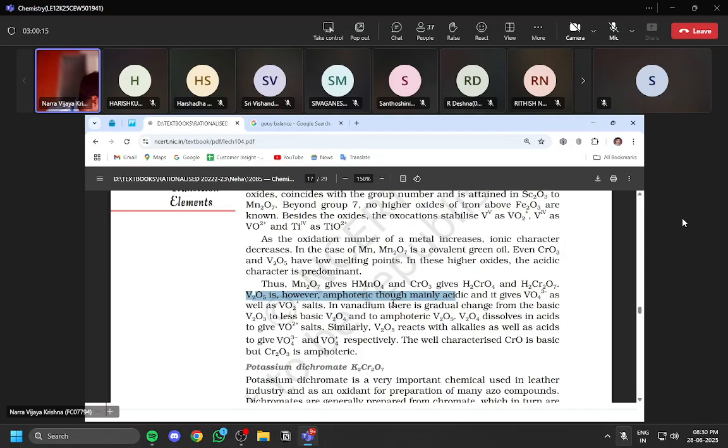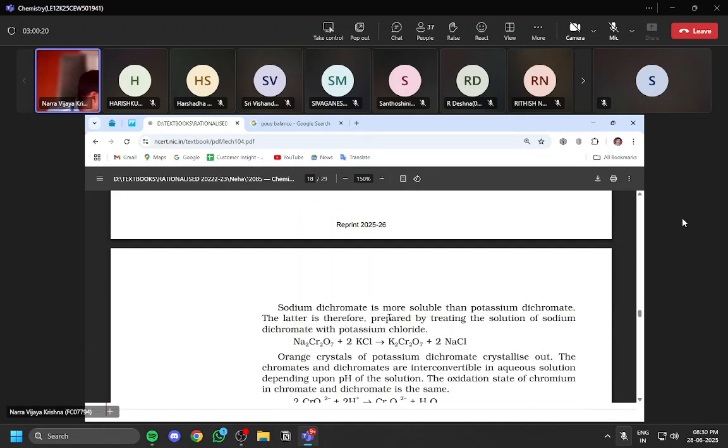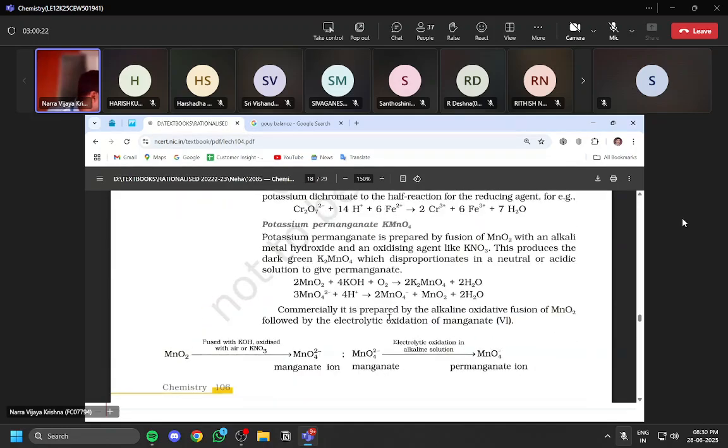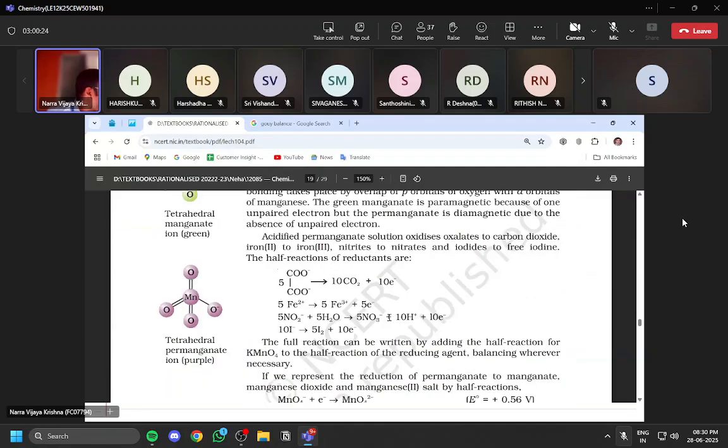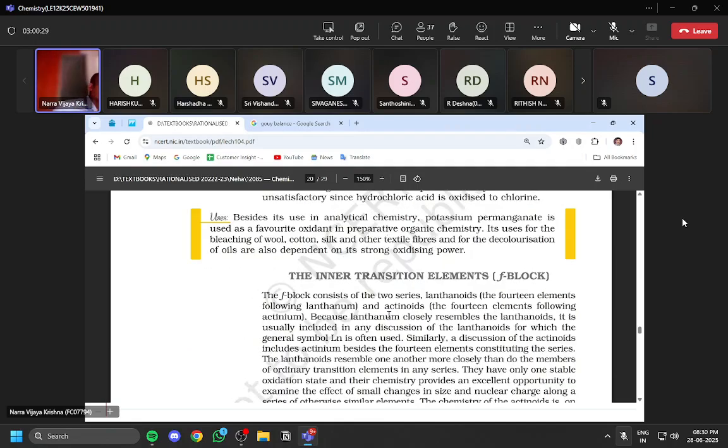After that, potassium dichromate, K2Cr2O7, its preparation and properties. After that, KMnO4, preparation, properties. After these two, F block. Only two compounds are there in NCERT, but we will see another three compounds in addition: ZnSO4, FeSO4, silver nitrate. These three compounds also we will discuss along with these two. After that, we will go to F block.